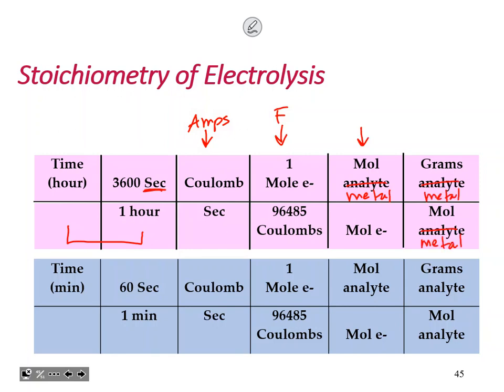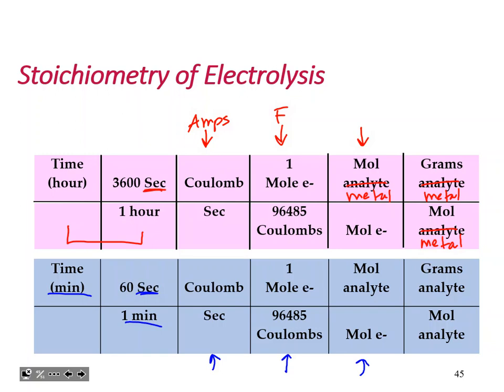The only difference in the bottom chart is, say you start with minutes instead of hours. You just change those to seconds first. You still do the amps here. You still do Faraday's constant, and then you go to the moles of electrons to the moles of the metal to grams of the metal.